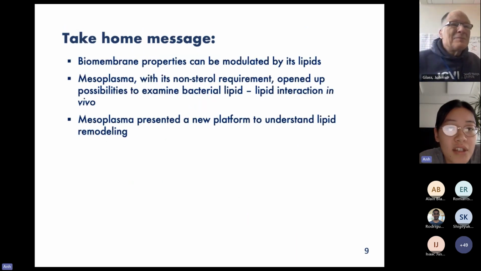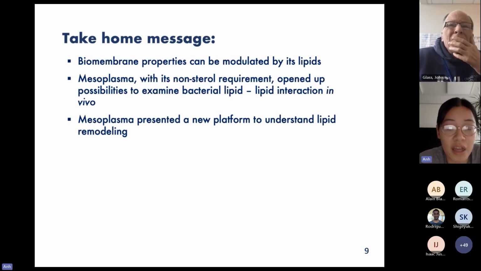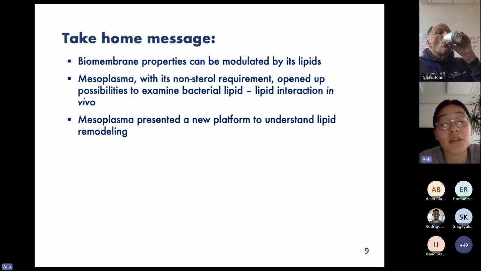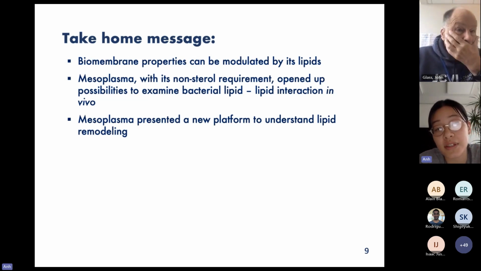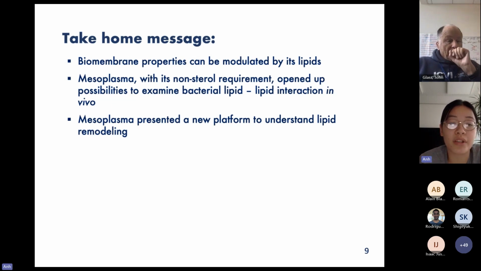So the take-home message that I want to present to you is, first, biomembrane properties can be modulated through their lipids. The second is Mesoplasma is great to explore all the bacterial lipid combinations because it does not require sterol in its diet. And also Mesoplasma, although small and relatively similar to other mycoplasma, is a new platform for understanding lipid remodeling for temperature.